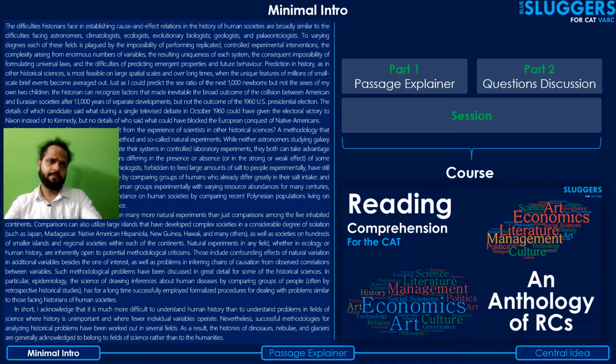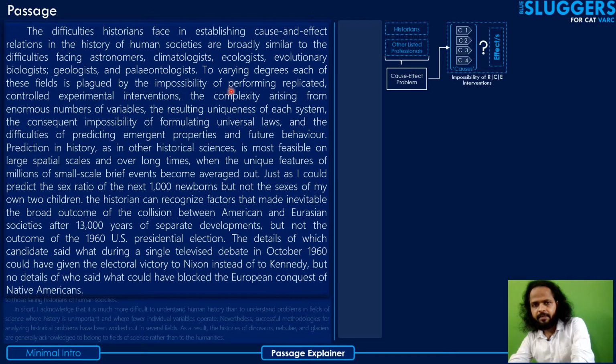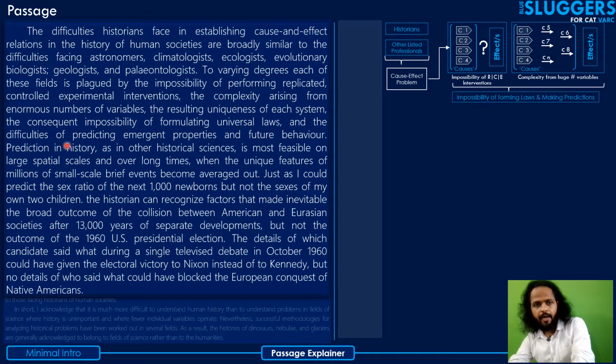Let's start. Starting with the first paragraph. The difficulties historians face in establishing cause and effect relations in the history of human societies are broadly similar to the difficulties facing astronomers, climatologists, ecologists, evolutionary biologists, geologists, and paleontologists. To varying degrees, each of these fields is plagued by the impossibility of performing replicated controlled experimental interventions, the complexity arising from enormous number of variables, the resulting uniqueness of each system, the consequent impossibility of formulating universal laws, and the difficulties of predicting emergent properties and future behavior.